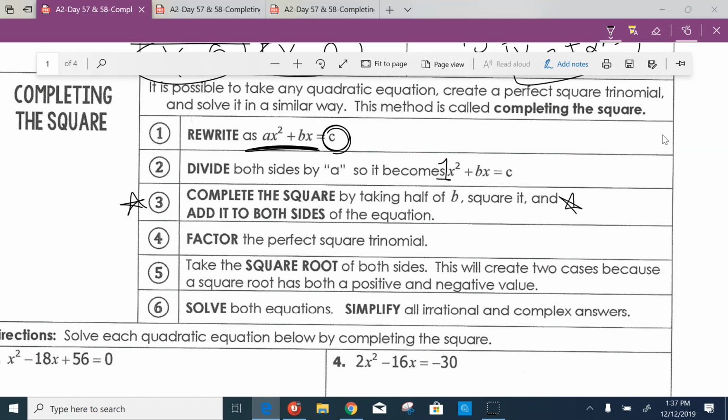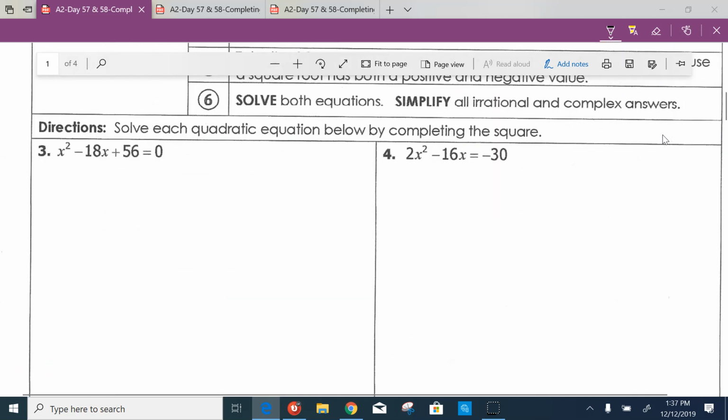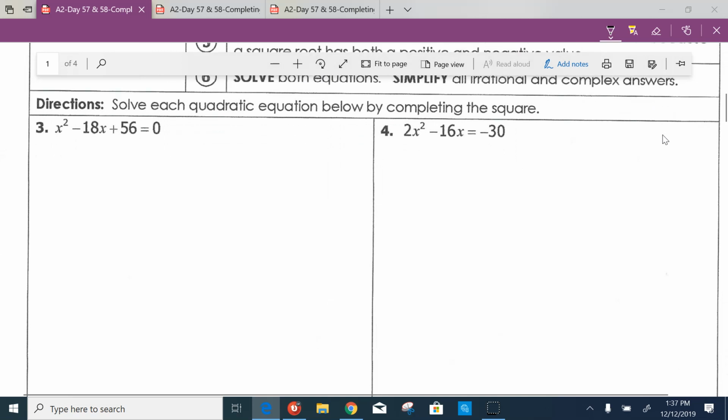And I will be demonstrating this when we get to the problems. And the rest is going to be just factoring and working out the problem like we did above. So let's get into what is actually happening here. For number 3 and 4, we're asked to solve each quadratic equation by completing the square. So step 1 says rewrite the equation in ax squared plus bx plus c.